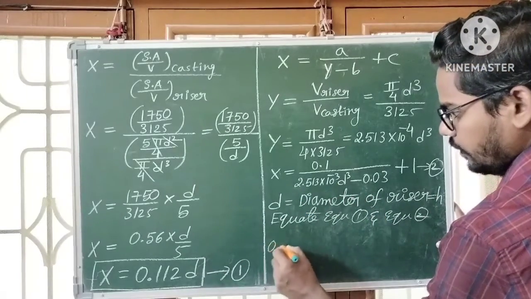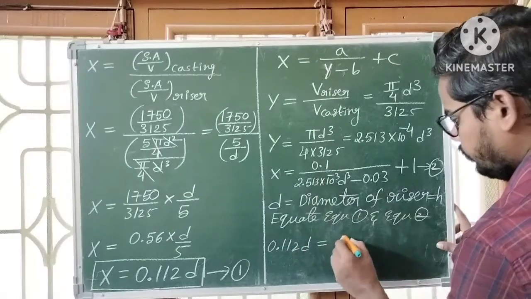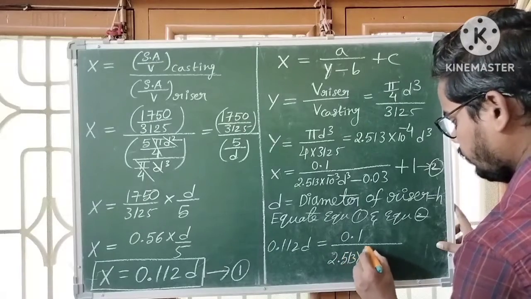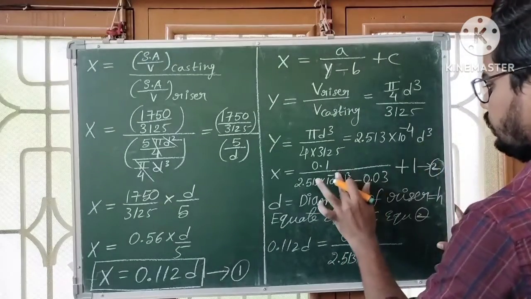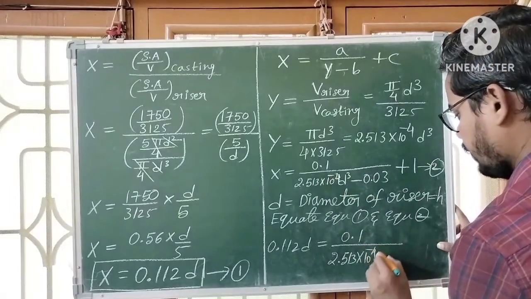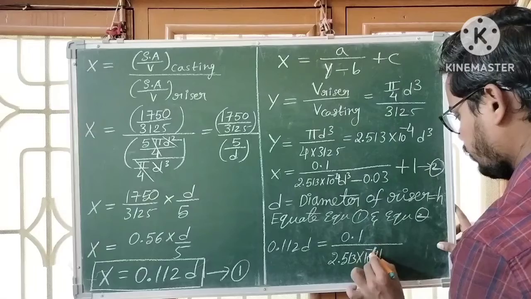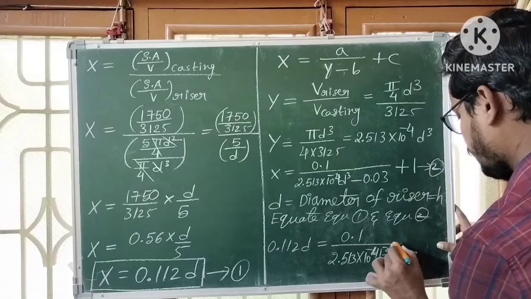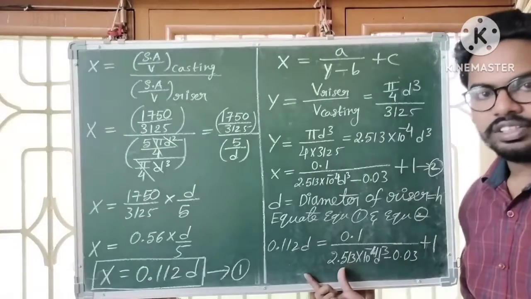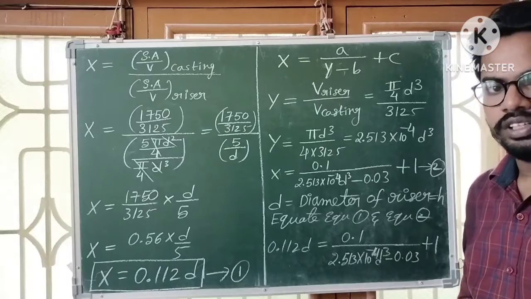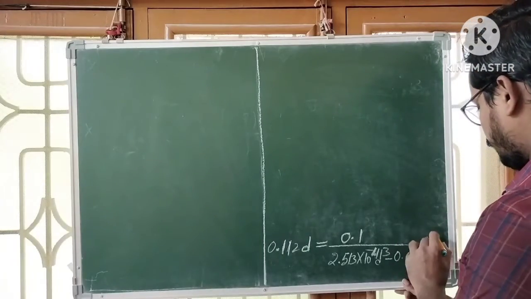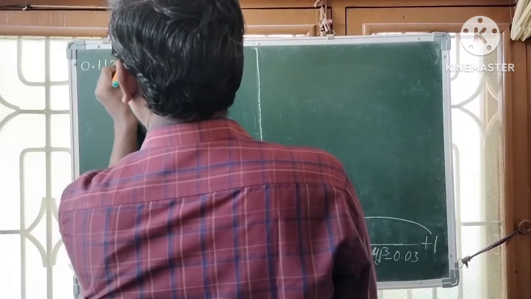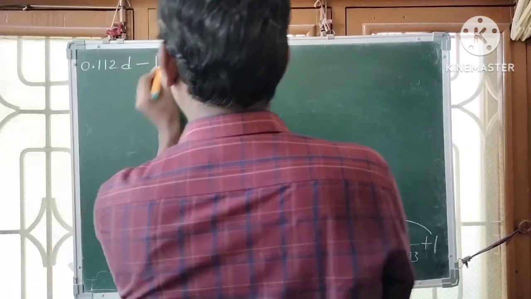So you will get 0.112d is equal to 0.1 by 2.513 into 10 to the power of minus 4, not 3, 10 to the power of minus 4 d cube minus 0.03 plus 1. By solving this equation, we can find the diameter of the riser. Now transpose plus 1. So 0.112d, my positive 1 becomes minus 1.